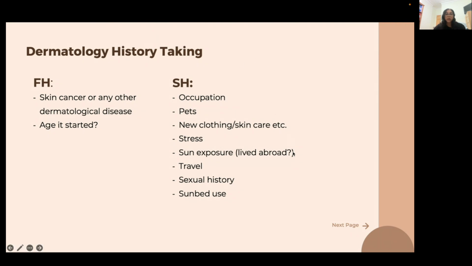Sun exposure is quite important, especially in those with fairer skin and if they're at a risk for skin cancer. In particular, it's good to ask about whether the patient has lived abroad, because if they've lived in an area with high sun exposure, they could be at a higher risk. That's related to travel as well. And sunbed use as well can put them at a higher risk for skin cancer. And sexual history might be important if we're thinking it's related to an STI or an infectious cause as well.